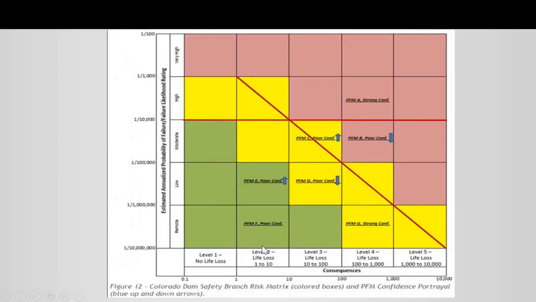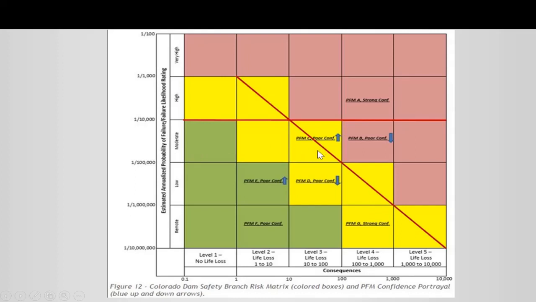Okay, next, having determined that likelihood of critical hydrologic loading for the PFM, we go to our risk matrix, which comes from our Colorado Comprehensive Dam Safety Evaluation (CDSE) guidelines, and we can plot that likelihood of hydrologic loading against the life loss consequences here on the x-axis. So let's just say we were at life loss consequences of 50, and likelihood of hydrologic loading of 1 in 75,000, we said. So that would put us somewhere in here.